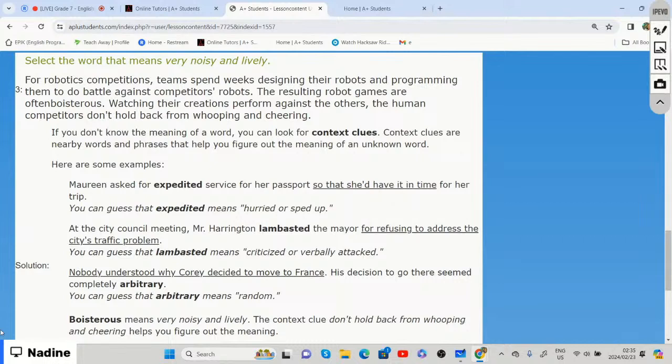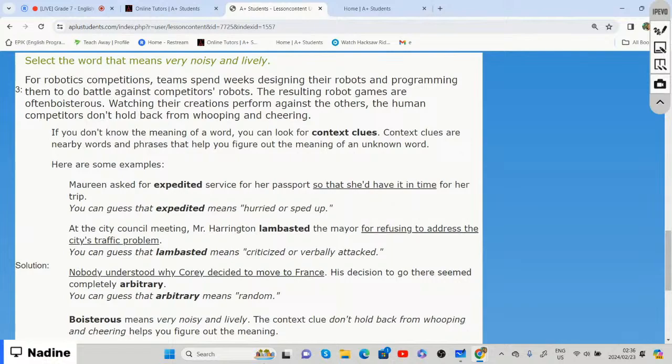So boisterous means it can be very noisy, can be lively, right? And that is why they're saying that it will at least be fun knowing that they are performing against each other, and they don't hold back from whooping and cheering.